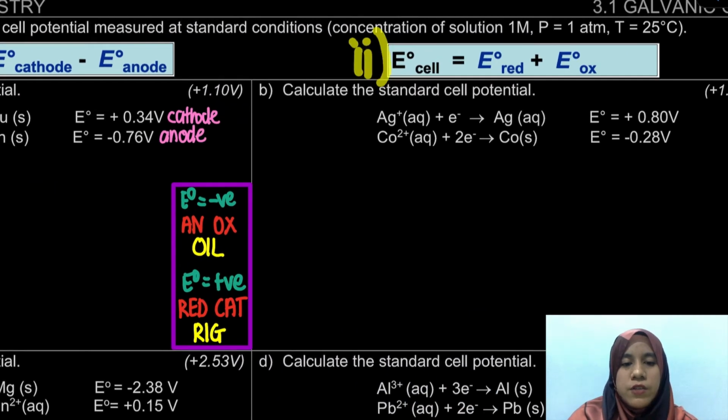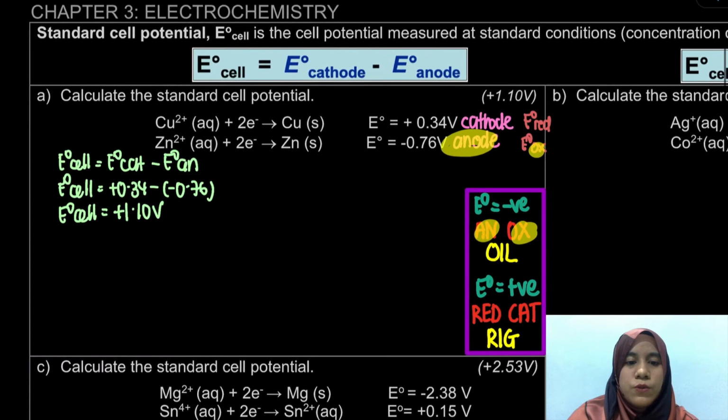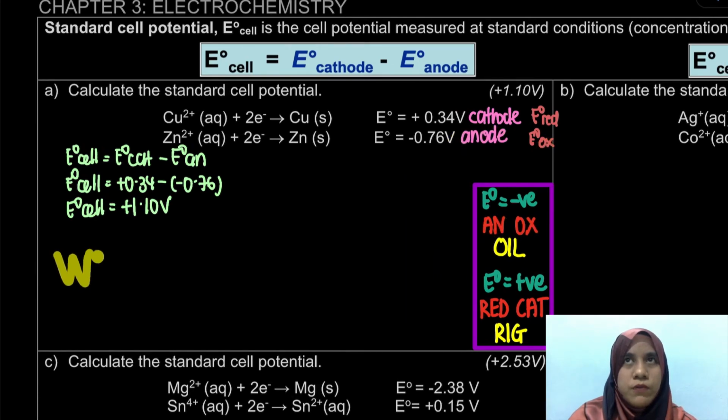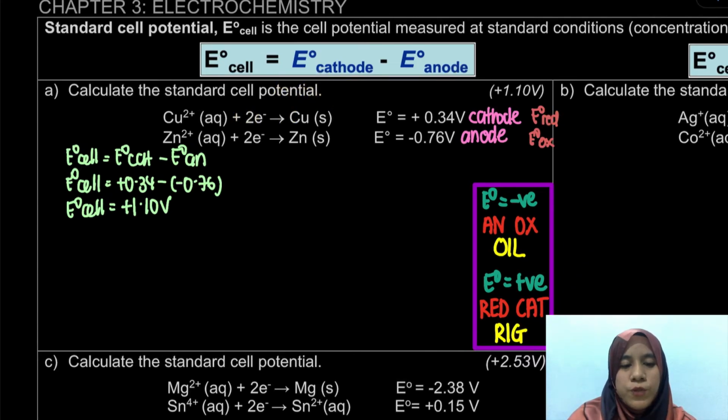Okay, the second one is E° cell equal to E° reduction plus E° oxidation. For this one, you have to change the equation. The first one is the equation for the cathode, where the reduction occurs, so the other one is the E° oxidation. First, for the second formula you have to write down the equation again. Remember, reduction is gaining electrons and this equation is gaining electrons. So we will write it down all over again: Cu2+ plus 2 electrons gives copper solid.